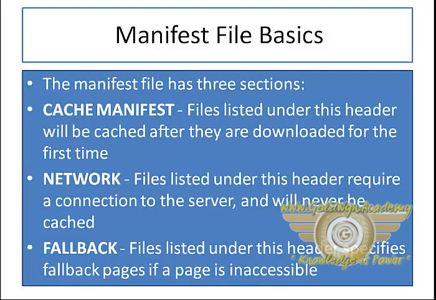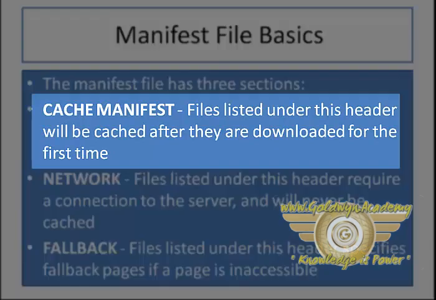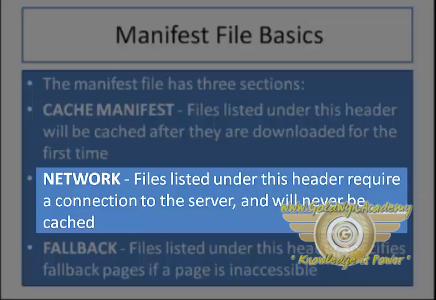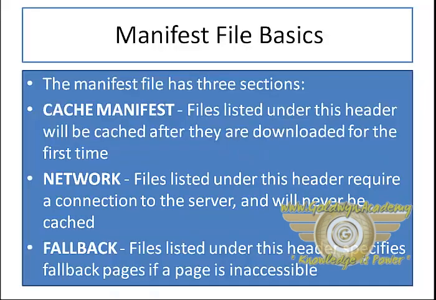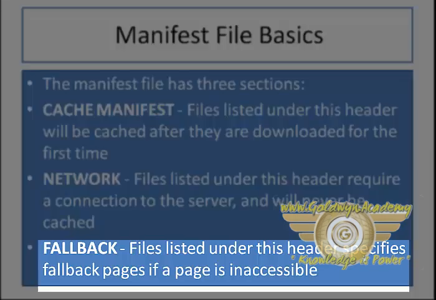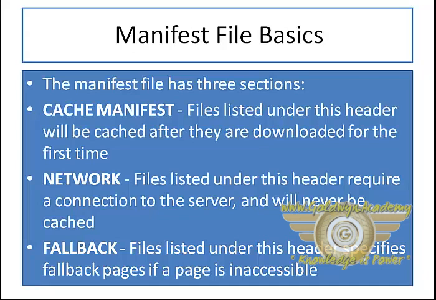The manifest file has three sections. First is cache manifest. Files listed under this header will be cached after they are downloaded for the first time, so they persist. Other is network. Files listed under this header require a connection to the server and will never be cached. Registration and login files fall into this category. The last one is fallback. Files listed under this header specify fallback pages if a page is not accessible, that is, when we are offline.